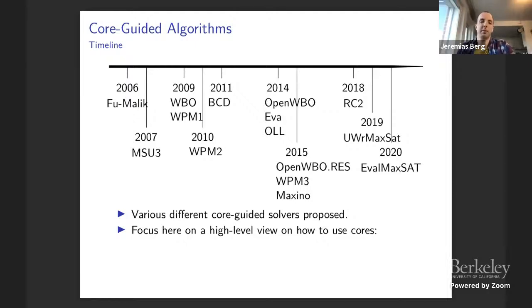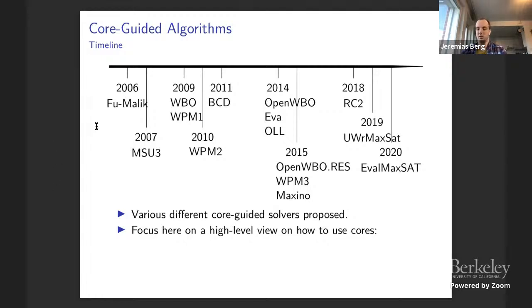As Matti already mentioned, core-guided algorithms are the one type that is mostly implemented by the solvers available today. Starting from 2006 with the so-called Fu-Malik algorithm, there have been new solvers almost every year, as recently as last year. There are various differences between these. They use different heuristics and clever tricks, which are a bit too subtle for me to go into here. So instead I want to focus on two high-level views on how to use the cores.